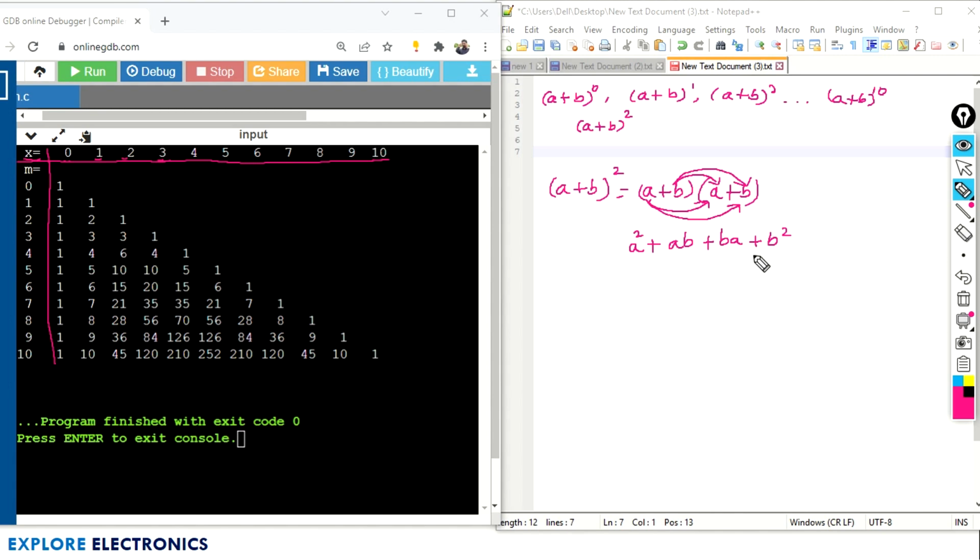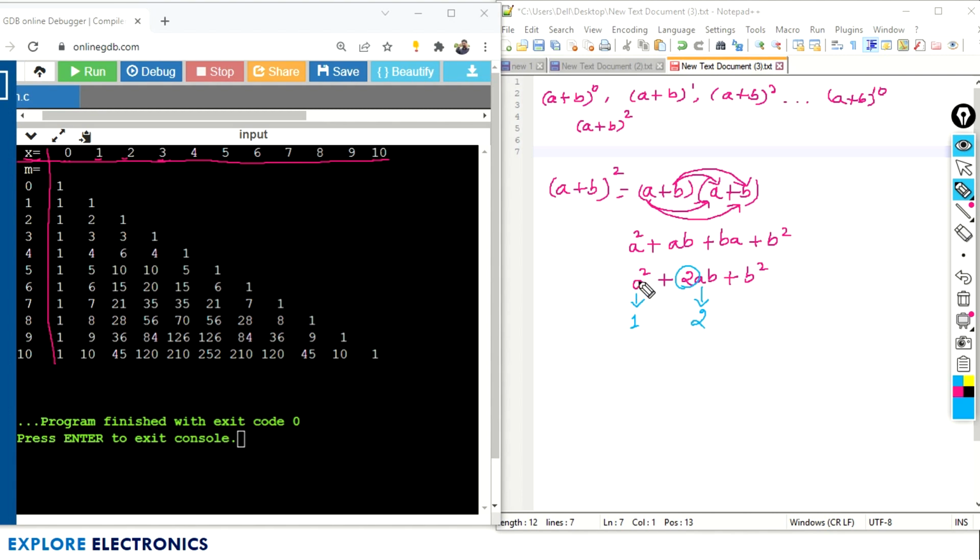So now if we further simplify this, we will get a squared plus 2ab plus b squared, because ab and ab are the same. So what does this mean? We are having 3 different combinations out of this expression, and each of these combinations has a coefficient value. The coefficient of a squared here is 1. The coefficient of ab is 2. That means this combination ab, we are getting it twice when we evaluate this.